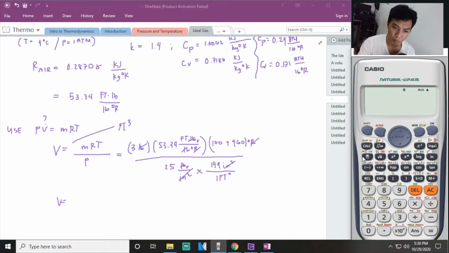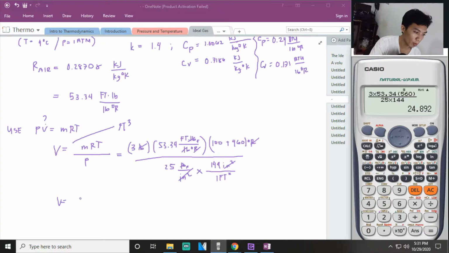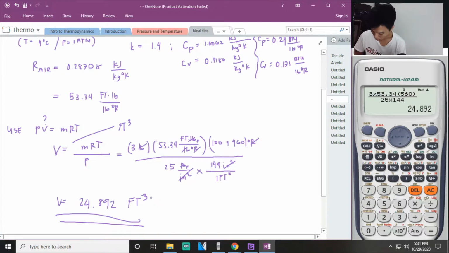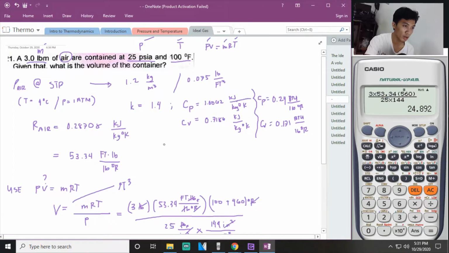The volume will be 3 times 53.34. Pwede rin 35, pero 34 ang ginagamit ko. Multiplied to 460 plus 100, that is 560, over 25 times 144. The answer will be 24.892 cubic foot of air. Okay, so that is for problem 1. Na-solve na natin.